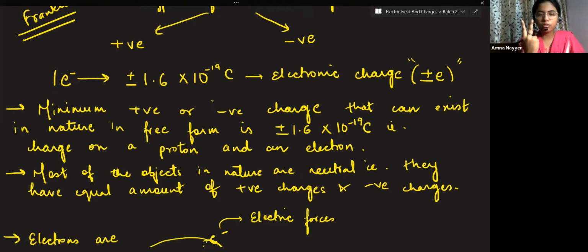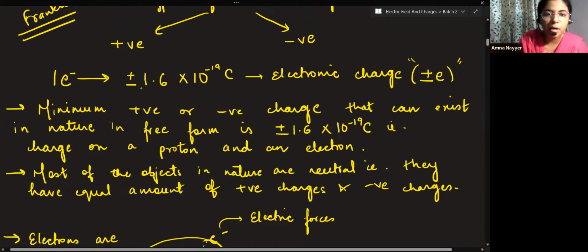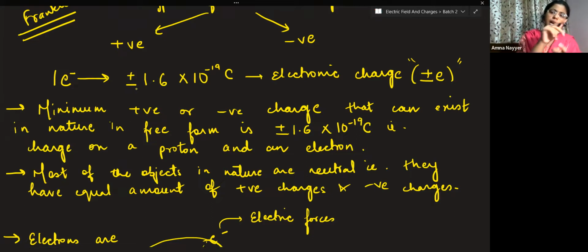If you take two electrons, you will have 1.6 into 10 to the power minus 19 coulomb and 1.6 into 10 to the power minus 19 coulomb, so that makes it 3.2 into 10 to the power minus 19 coulomb. Similarly, if you take three charges, that will get tripled. So the minimum amount that is possible is 1.6 into 10 to the power minus 19. Remember this electronic charge value. If you are taking an electron, meaning a negative charge, just add a negative sign. If you are taking a proton or any positive charge, then just add a plus sign in front of it.